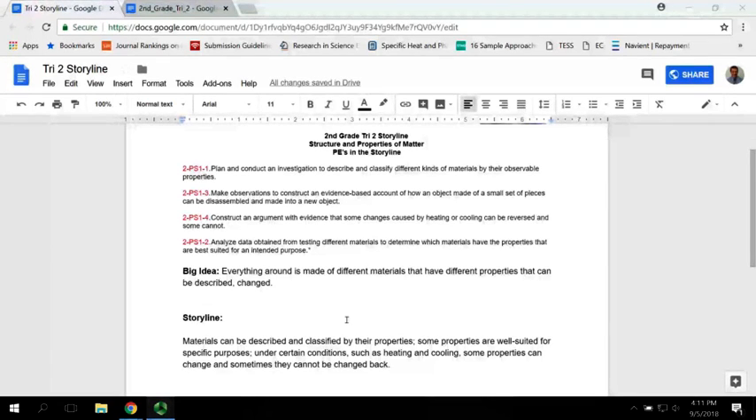The storyline for the teacher is pretty simple. Materials can be described and classified by their properties. Some properties are well suited for specific purposes. Under certain conditions, such as heating and cooling, some properties can change and sometimes they cannot be changed back. So as you can see in here, you can see the chemical changes and physical changes and how different properties are specifically suited for certain situations.